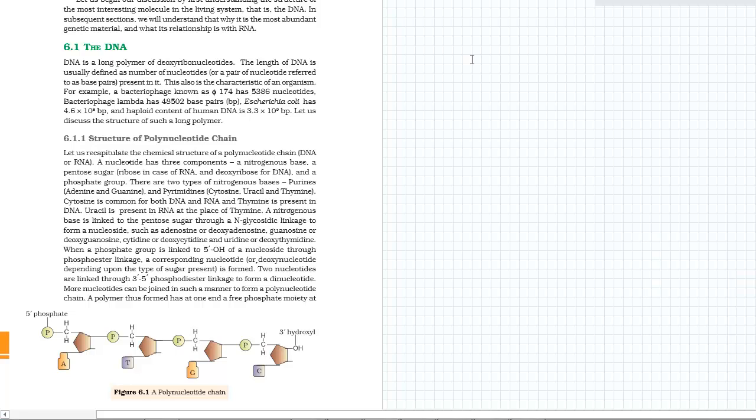Hi. So we are done with the basic introduction for this particular chapter, and the very first thing that we are starting is 6.1, the DNA structure. So we are going to deal with the structure. The full form of DNA, as we know, is deoxyribonucleic acid. Nothing fancy about it.